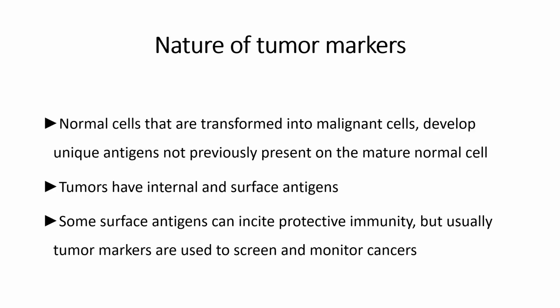Tumor markers are biochemical substances associated with tumors that are used to guide the course of cancer therapies. They're released into circulation in blood and body fluids. These biochemical substances could be proteins, enzymes, hormones, oncofetal antigens, glycoproteins, or cytokines. The nature of tumor markers is that normal cells that are transformed into malignant cells develop unique antigens not previously present on the mature normal cell. Tumors have integral and surface antigens. Some surface antigens can incite protective immunity, but usually tumor markers are used to screen and monitor cases of cancer.